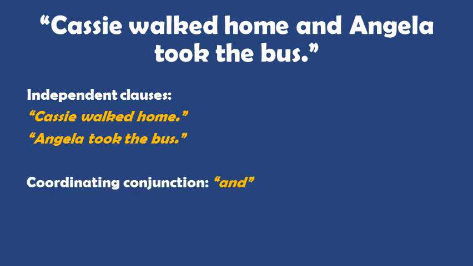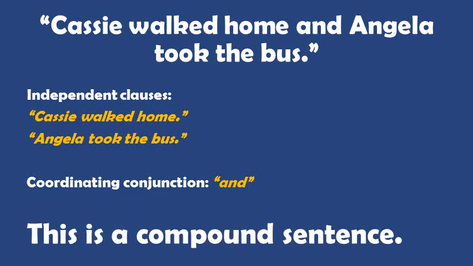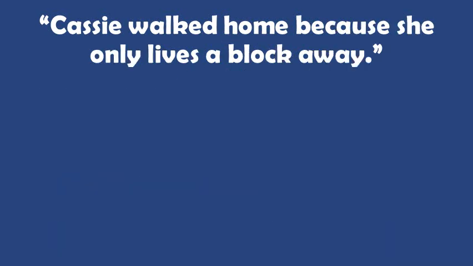There is one coordinating conjunction connecting them together. But because it's a coordinating conjunction and all it is doing is connecting, it's not actually part of these independent clauses. It's just connecting them. So that means that this is a compound sentence. It has two independent clauses. Now let's look at another example.